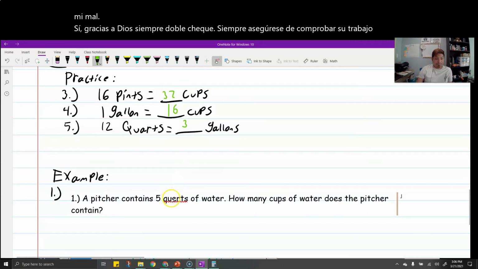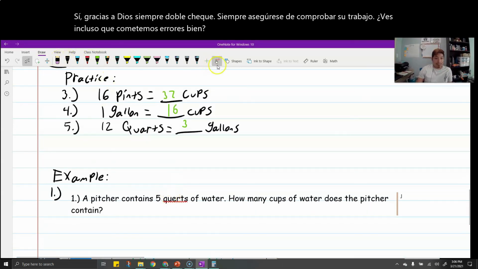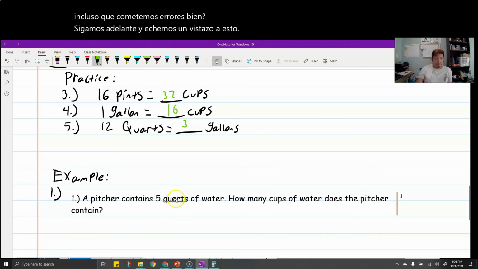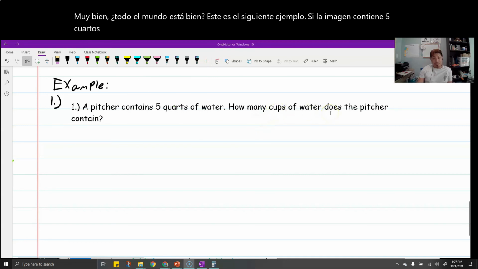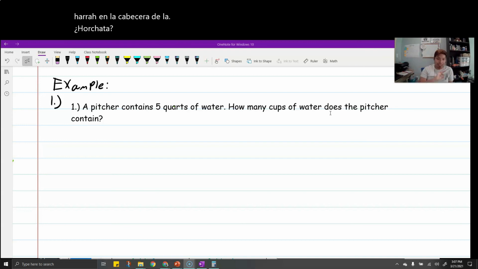Okay. Let's go ahead and look at this. Here's our next example. A pitcher contains 5 quarts of water. How many cups of water does the pitcher contain? Una jarra, una jarra de horchata. Love horchata. So this has 5 quarts of water. They want to know in cups how many this pitcher contains.